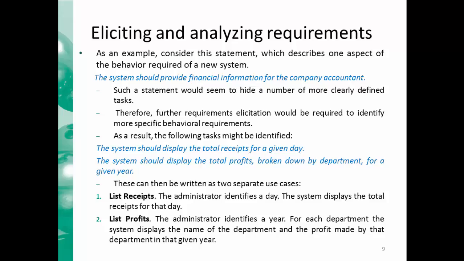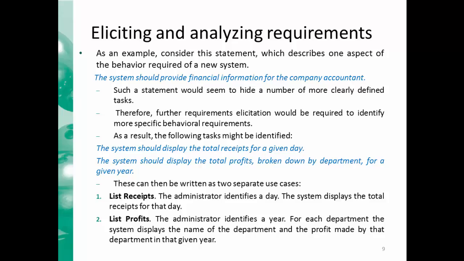We have to go further with requirements elicitation, meet more people and ask them exactly what they mean by financial information. And as a result, you may have the new requirement in the statement: the system should display the total receipts for a given day. The system should display the total profits broken down by department for a given year. If you look at the new statement, it has clearer aims, clearer information, detailed information, and now we understand what kind of financial information we need to provide.